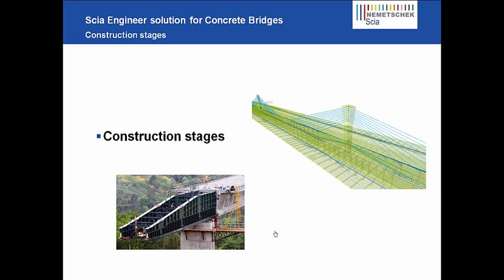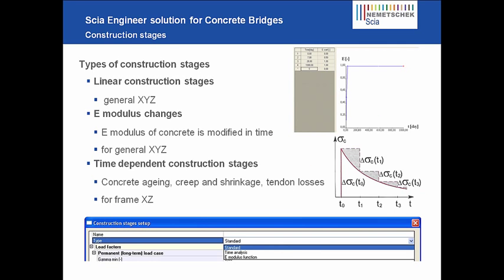Now, as I shortly indicated in the previous project, we used construction stages. We use construction stages to indicate that the project has been built step by step. Construction stages are used in various projects and certainly in civil structures. We have three types of construction stages. First of all, we have the linear construction stages. The linear construction stages allow you to create a model step by step.